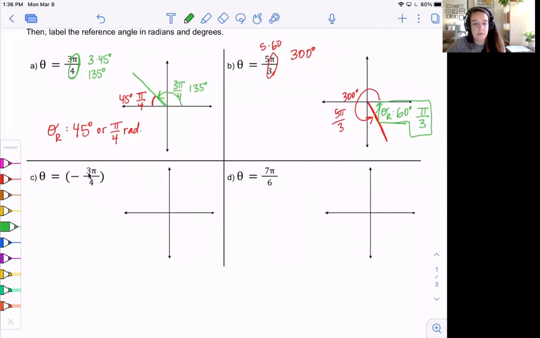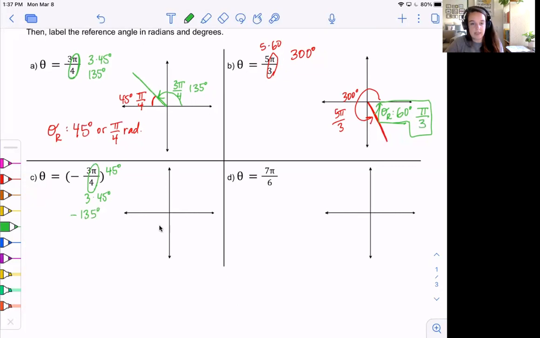This one says 3 pi over 4, it is negative. So when we go in a positive direction, we move in a counterclockwise direction. We start at 0 and we move counterclockwise. When it says negative, we're going to move the opposite direction, or we're moving this direction. So negative 3/4 pi, right? So I'm thinking pi over 4, I know that's 45 degrees, and there's 3 of them. So that's going to be 3 times 45 degrees would be 135, and it is negative, right?